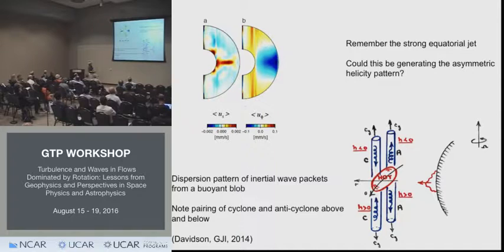I really better speed up to get them. Okay, so you can push this a bit farther. You can say if I isolate a buoyant blob that's floating out along the equatorial plane, here it is. What's the characteristic dispersion pattern I get in the form of inertial waves?